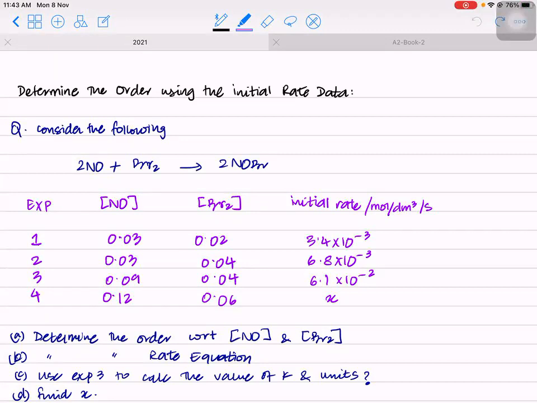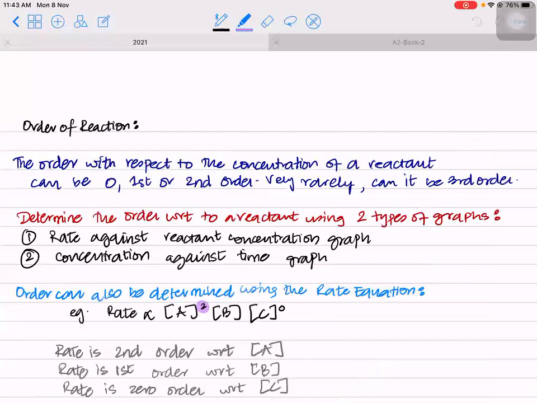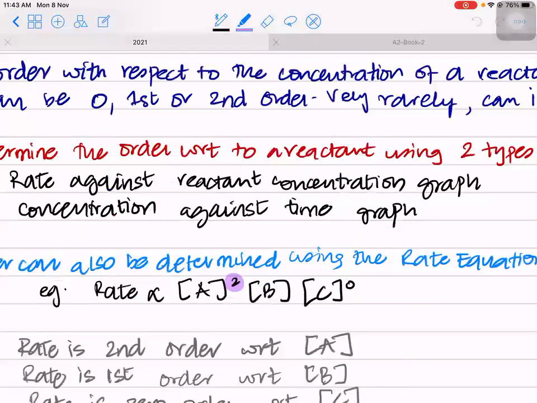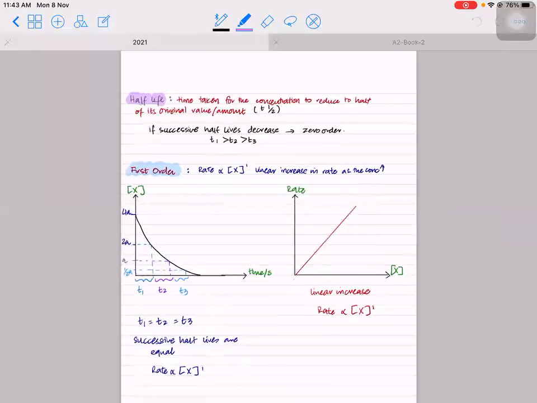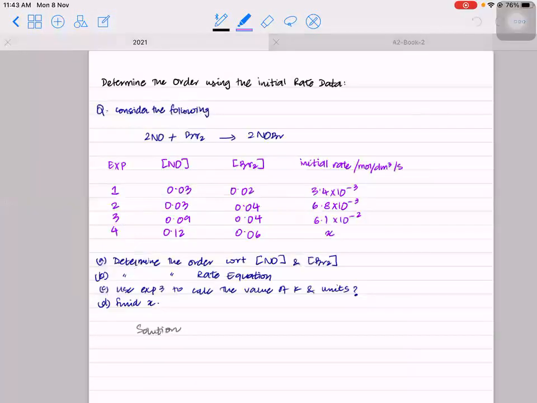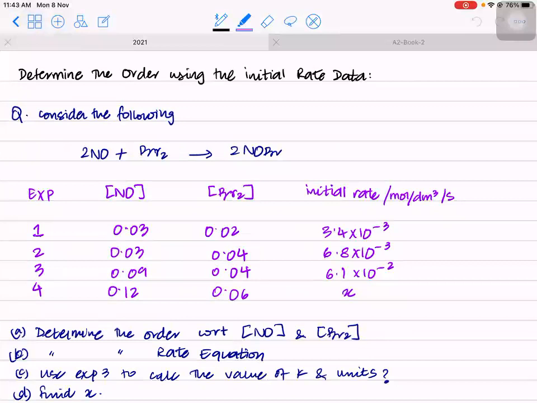Now, how do you solve these questions? This is another type of question that you can be asked. One was in the form of a graph. The other was by giving you the rate equation, like rate equals k[A] squared [B]. You can figure out the order by this also. The third method is by giving you the rate data. Now let's see how we determine the order with respect to this data that is given to us.